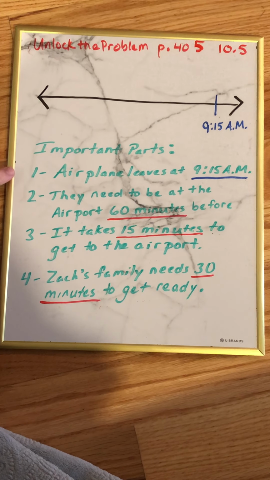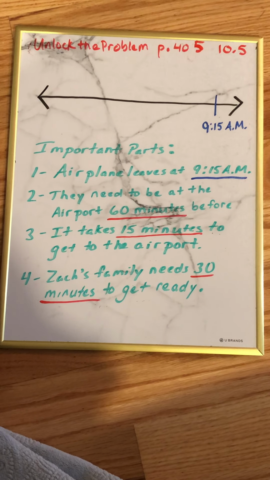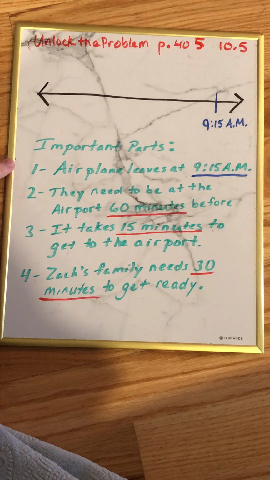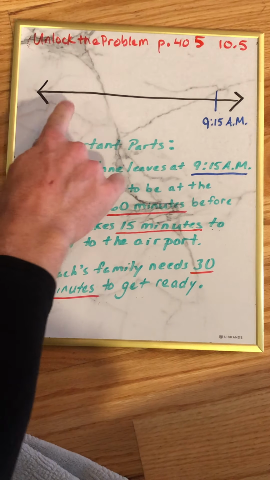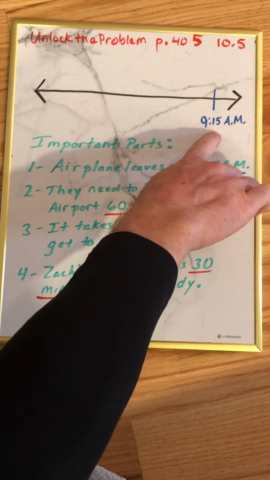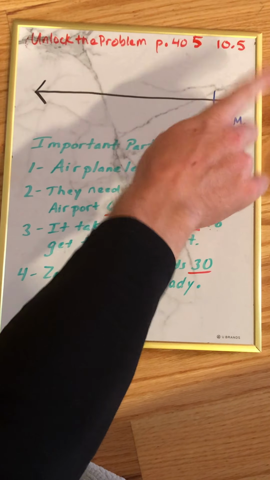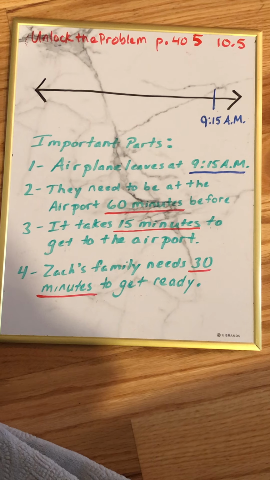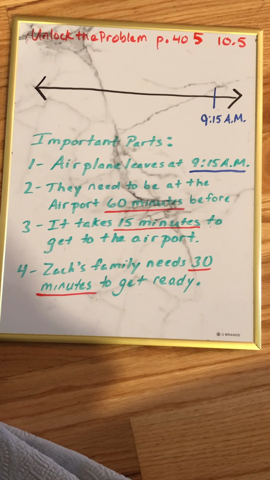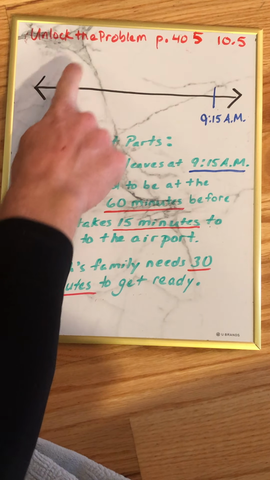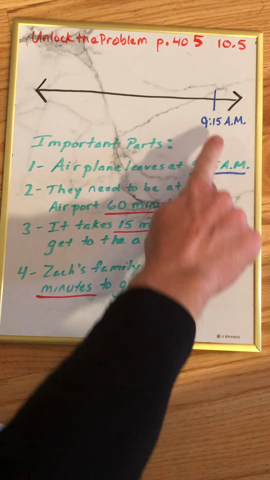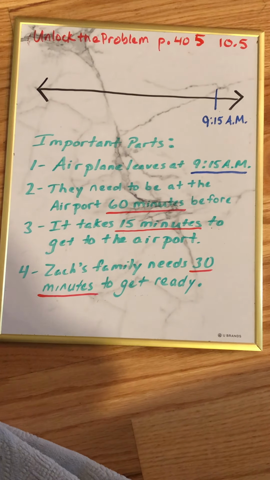So the number one important thing, and I hope that you guys are underlining this in your actual problem, is the airplane leaves at 9:15 a.m. So if you notice up here, I drew our diagram, and I drew 9:15 at this end. Now think about why I would do that. Because the question is asking at what time should Zach's family start getting ready. So they're going to be getting ready, and then they need to jump all the way to when the airplane leaves at 9:15. So that's why I put it here.